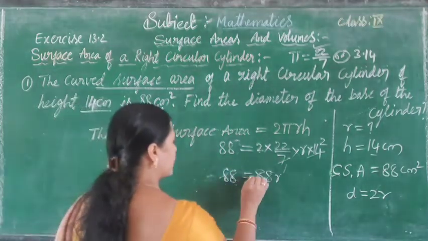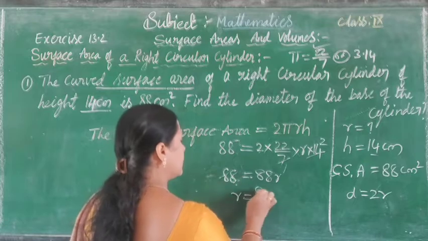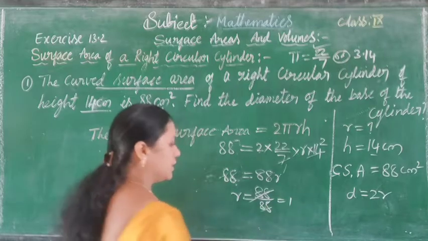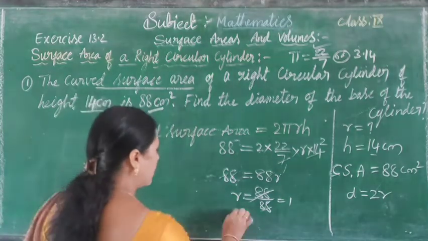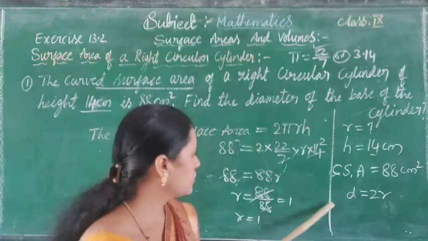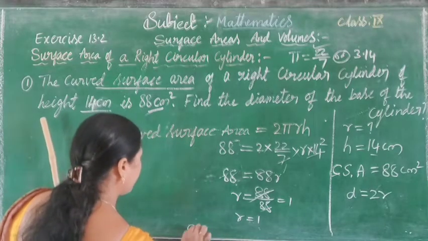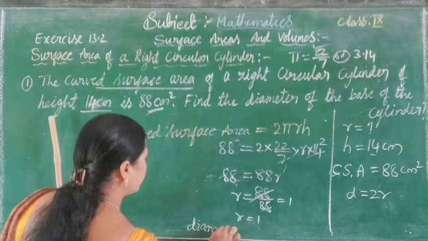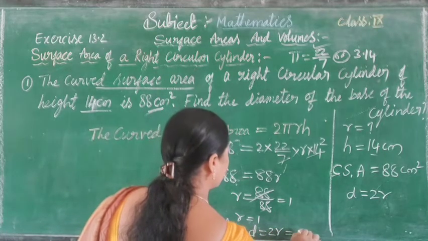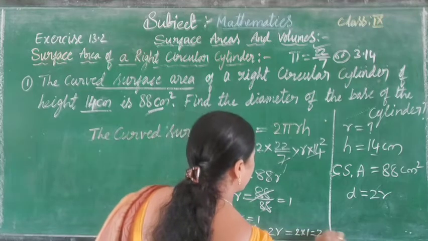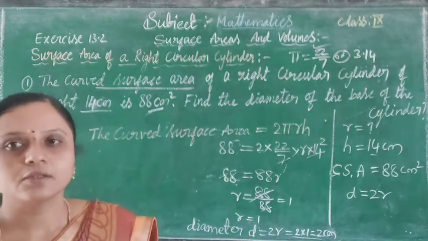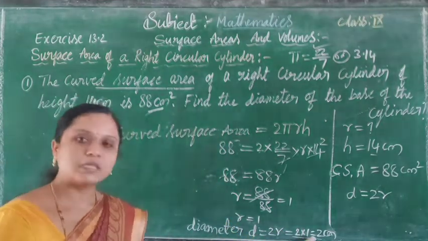So r is equal to 88 divided by 88. Then we cancel, so we get 1. So r equals 1. Here what we have to find? We have to find the diameter. So diameter d is equal to 2 times r, that is 2 into 1, which is equal to 2 centimeter. So the diameter of the right circular cylinder is 2 centimeter.